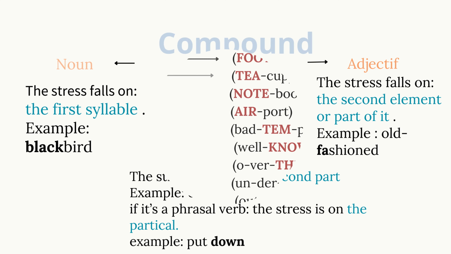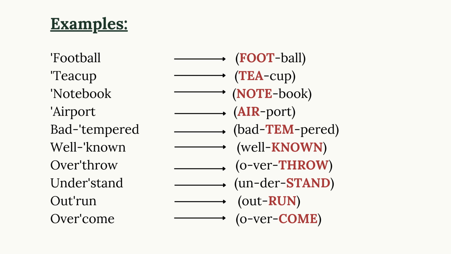Let's dive into some examples of how stress works in compound words. In compound nouns, the stress is usually on the first part. For example, in words like football, teacup, notebook, and airport, the emphasis falls on the first syllable: football, teacup, notebook, and airport. When it comes to compound adjectives, the stress shifts to the second part. For instance, in bad-tempered and well-known, the stress is on tempered and known: bad-tempered, well-known.